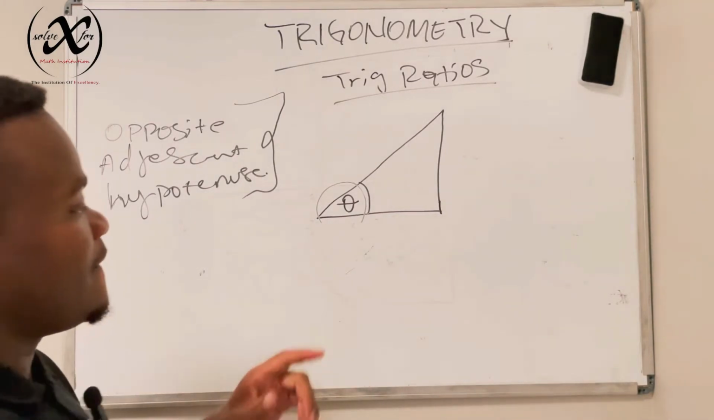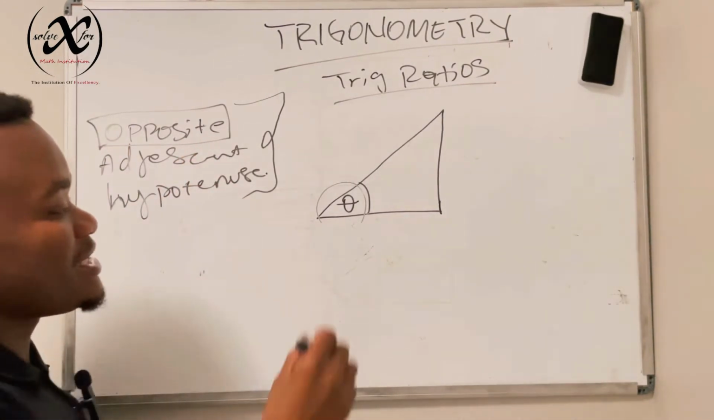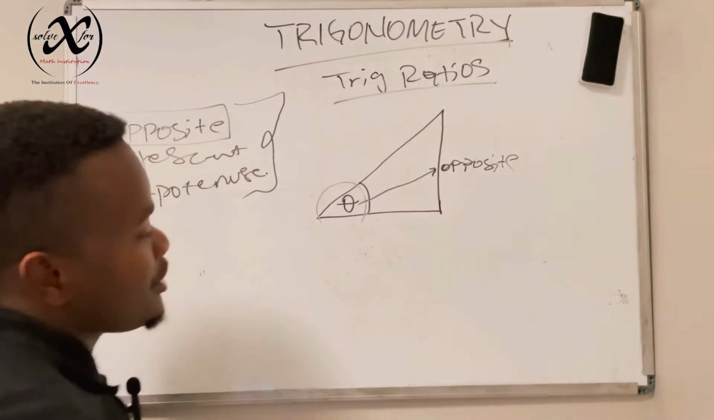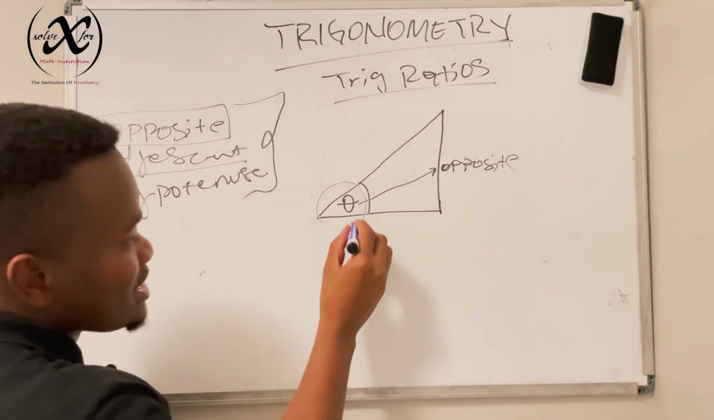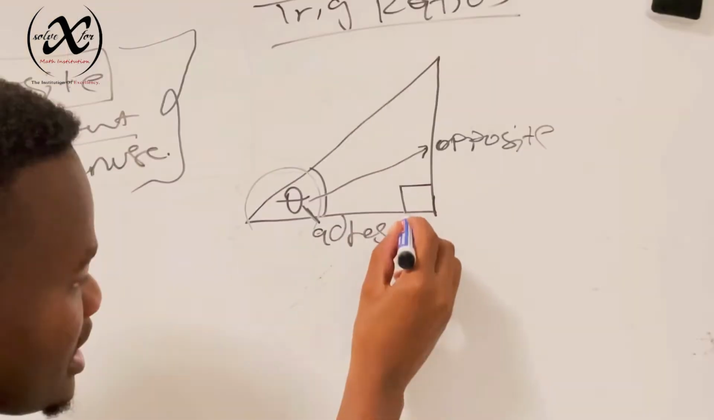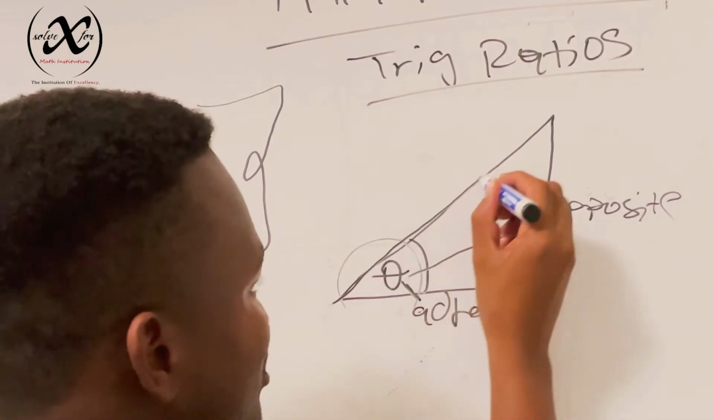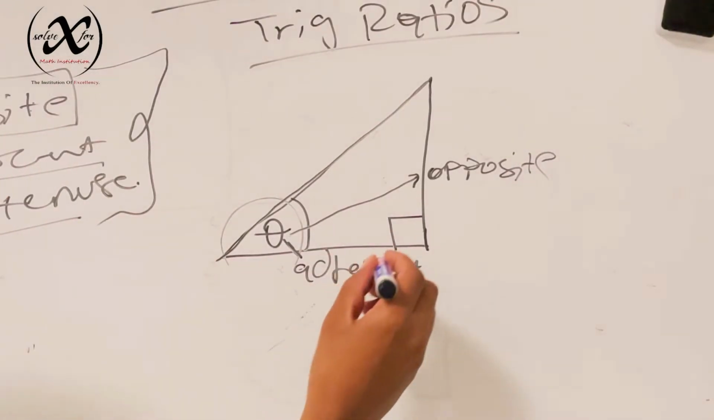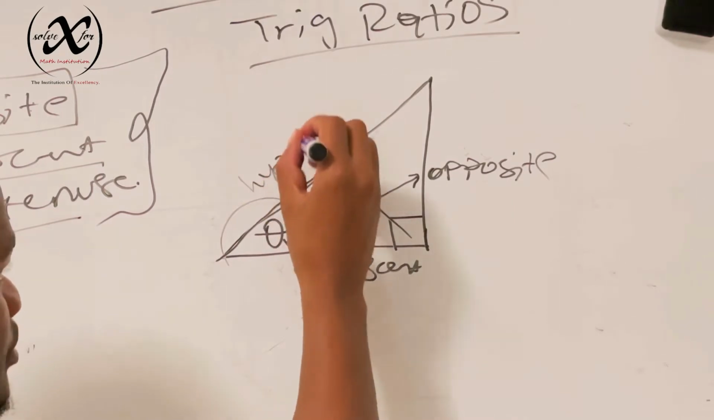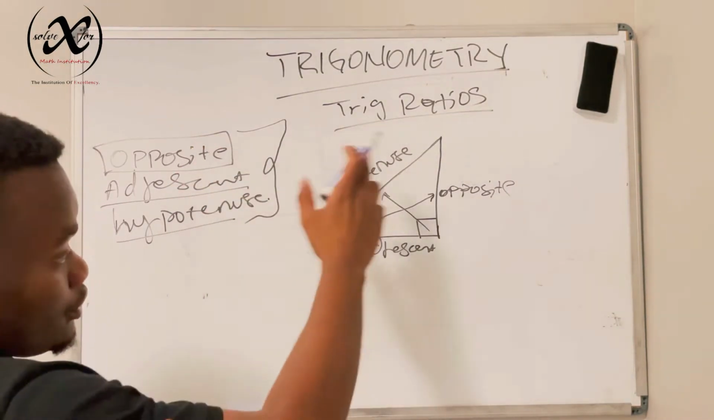So we say the opposite side will be the side which is directly opposite to our theta. Then this side will be opposite, right? And then we have the adjacent. The adjacent side will be the side just next to theta, right? And there is 90 degrees. So the hypotenuse will be the longest side of the triangle, or you can explain it as the side opposite to your 90 degrees. So this one will be your hypotenuse. Yes, that is how you name your triangle.